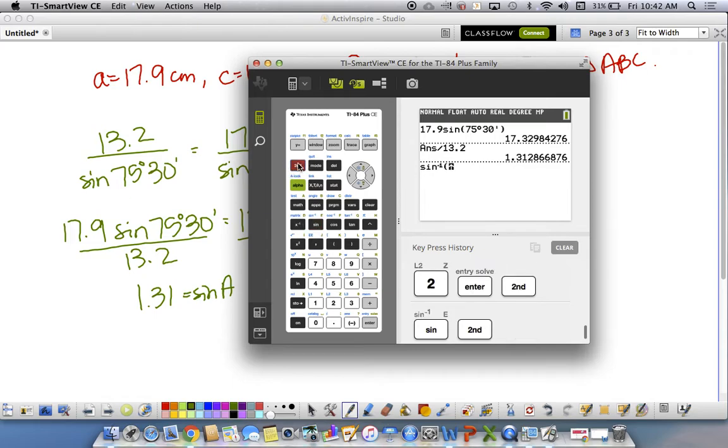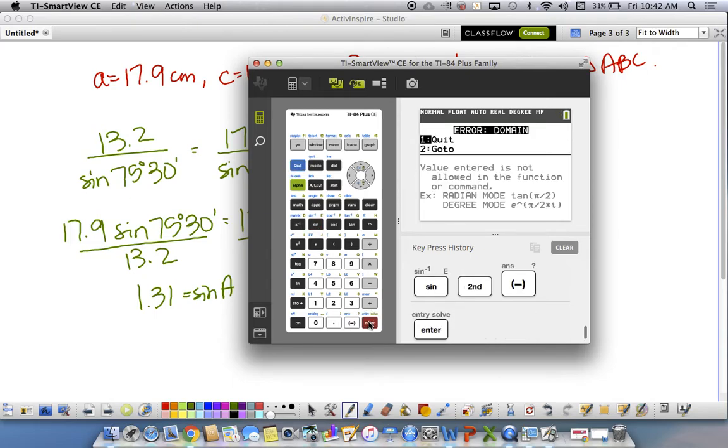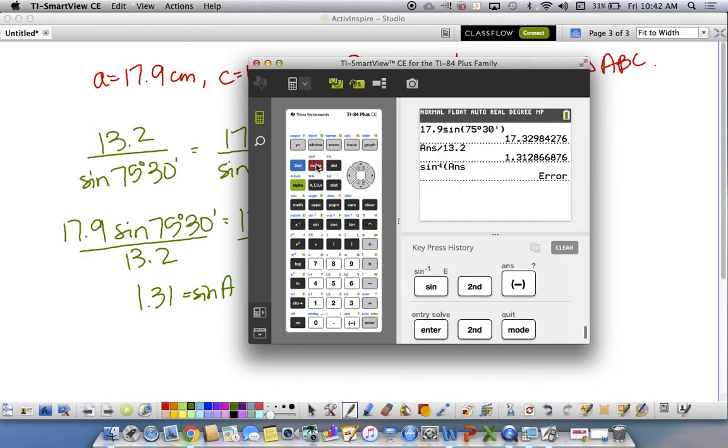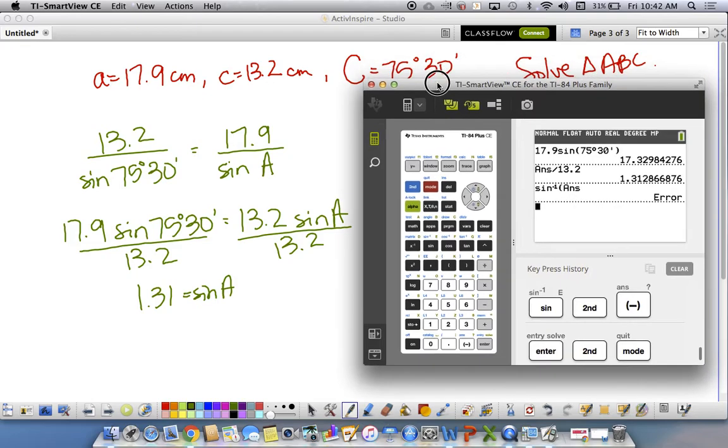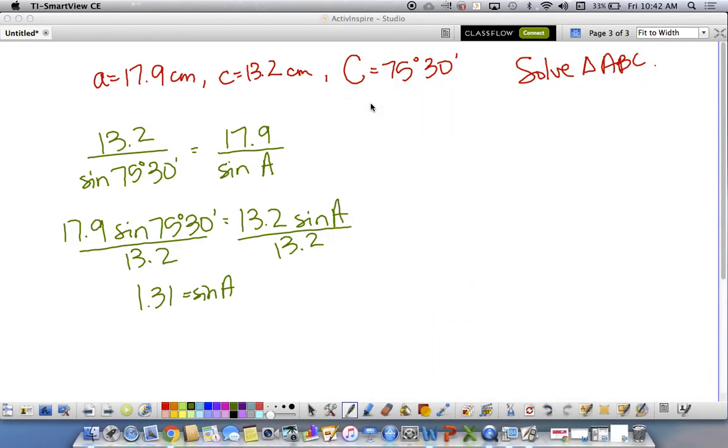Second sine, second answer. Error, domain. We cannot plug in sine where sine has an output more than one. So this would say no triangles exist. 0 triangles. Okay? So if that number, sine of an angle, sine theta, is greater than 1, you will not have a triangle. You can stop right there. You're done. Okay? Now we're going to look at some more.